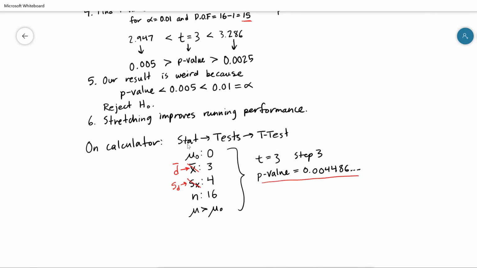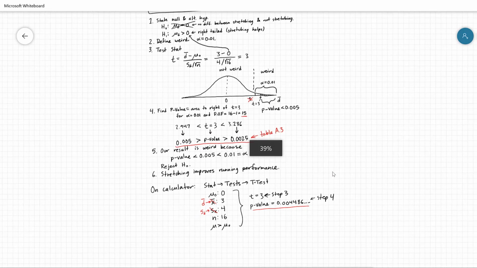So this number right here should agree with what we found right there. Using table A3, we were able to ballpark it as being less than 0.005, more than 0.0025. Here's the actual number. Indeed, it is less than 0.005 and greater than 0.0025. So again, the calculator just gives us step 3, and right here is step 4. It's up to us to draw the appropriate conclusions from that information. So this is our last hypothesis test, the last section.